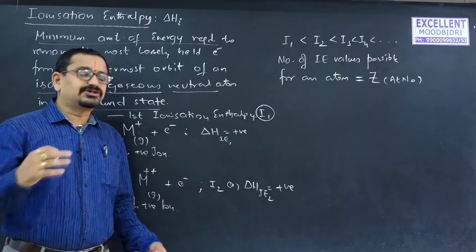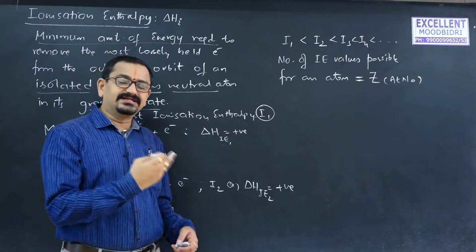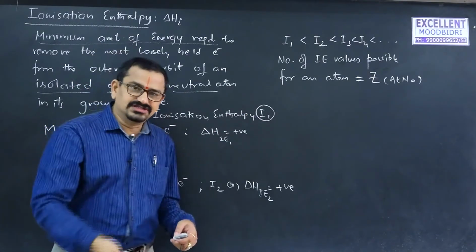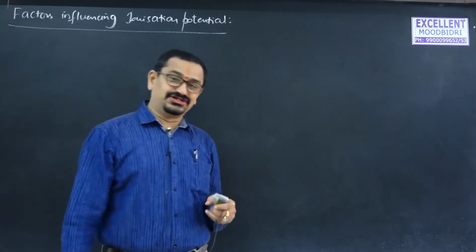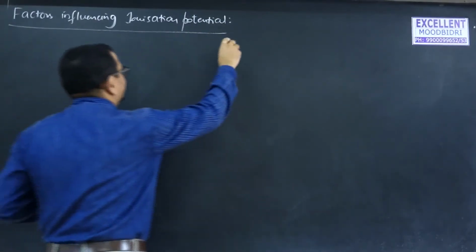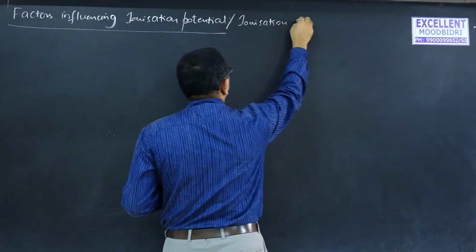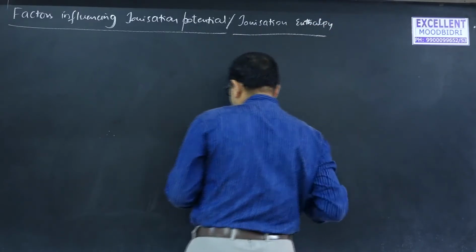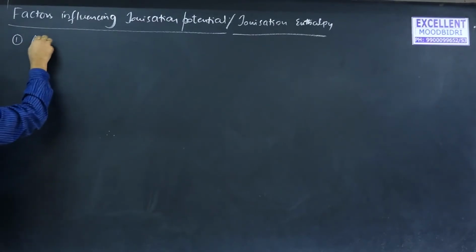Now our next topic is how to predict the variation of this ionization enthalpy across a period and down the group. When it comes to the factors influencing ionization potential or ionization enthalpy, numerically there is no difference actually. Factors influencing ionization enthalpy or ionization potential: the first factor was atomic size.